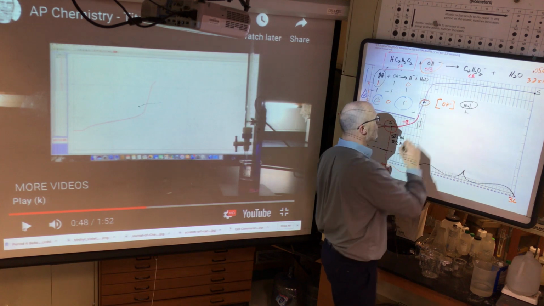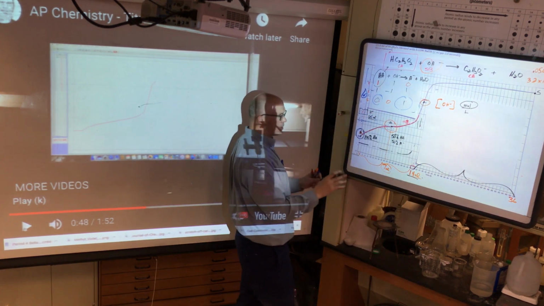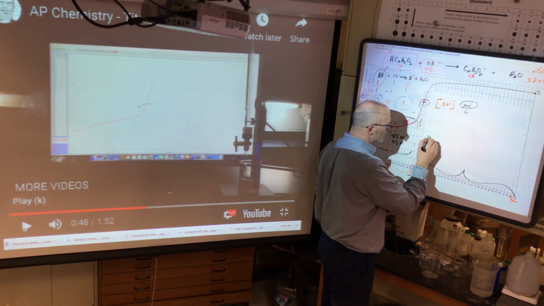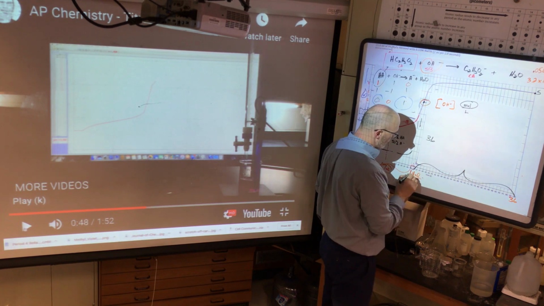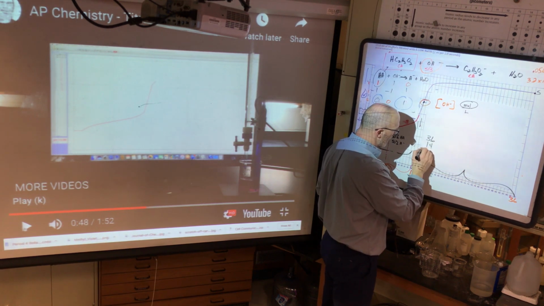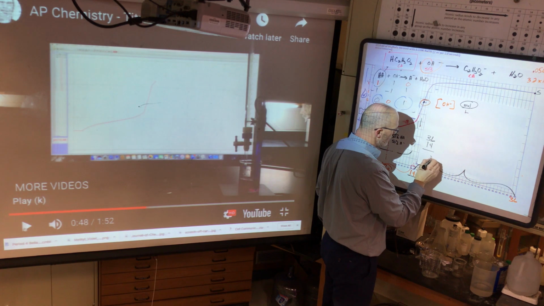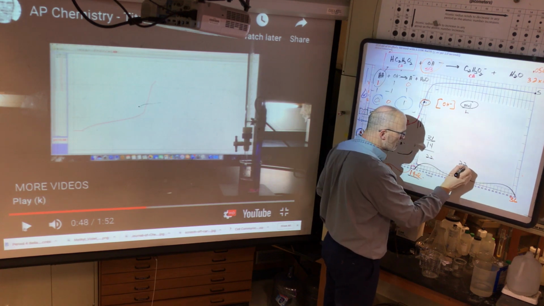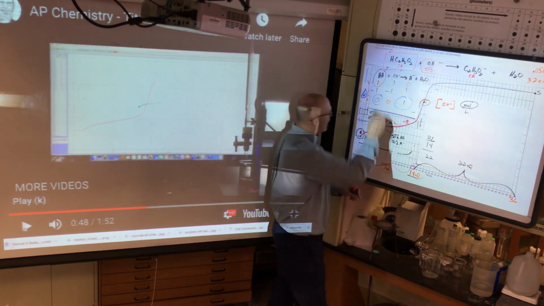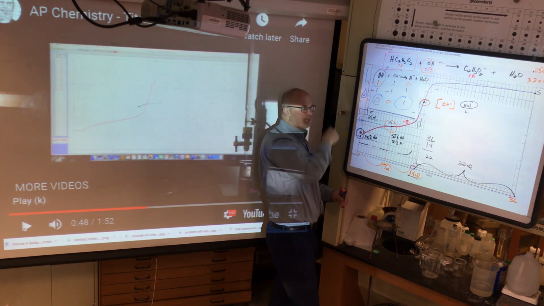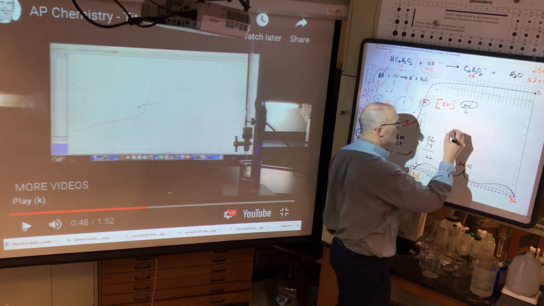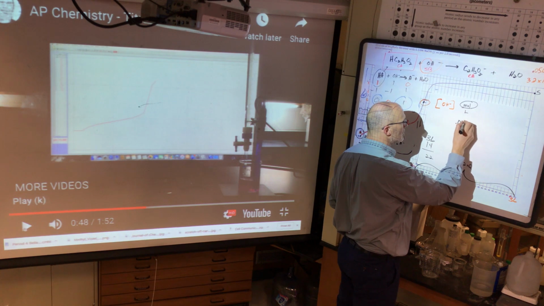Well, party people, what do we know? How much did we add? Well, 36 was added total, but from the 14. So I'm going to subtract. 6 minus 4 is what? 2. So 22 milliliters of base was added from the burette extra. We can do that. So 0.022 liters.